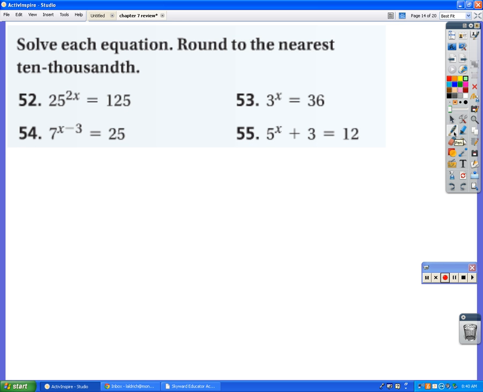Okay, so now we are going to solve some equations using this. Again, the key is when you see a variable in the exponent, that means you need to solve it by logging both sides. So I'm going to start by going log of 25 to the 2x equals log of 125.